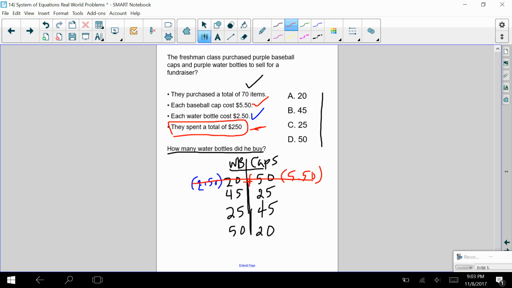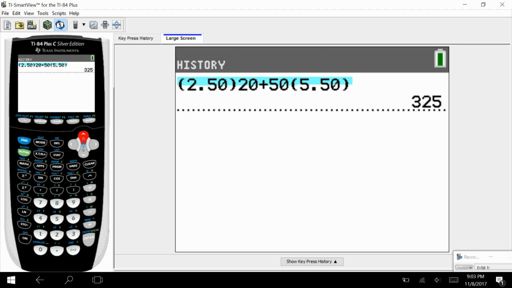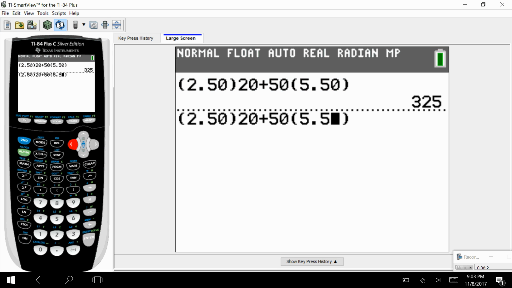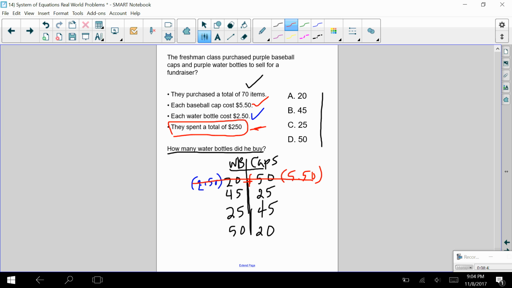We're going to change our answers to 45 and 25. And that gave me 250. And that was what I wanted. So this is my correct ordered pair. How many water bottles? 45.